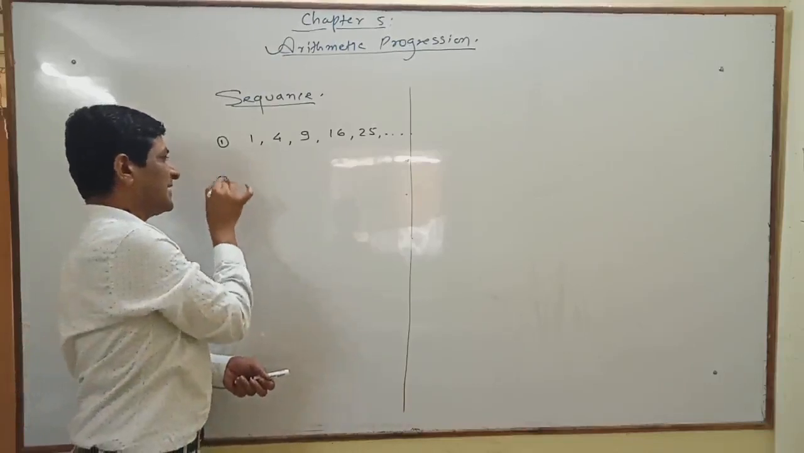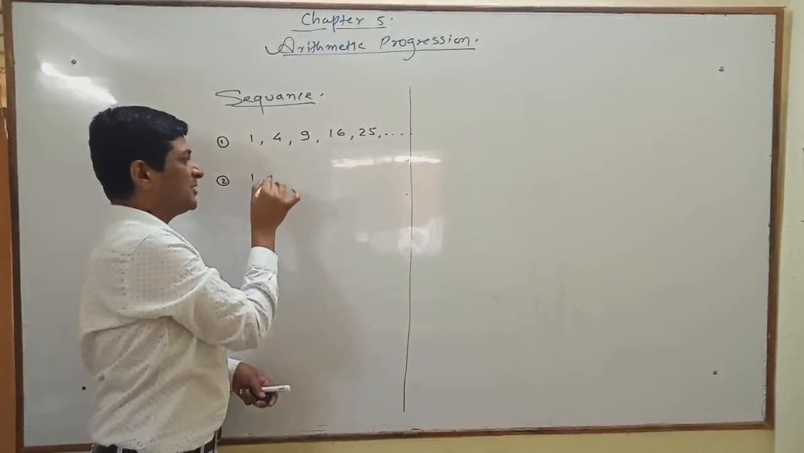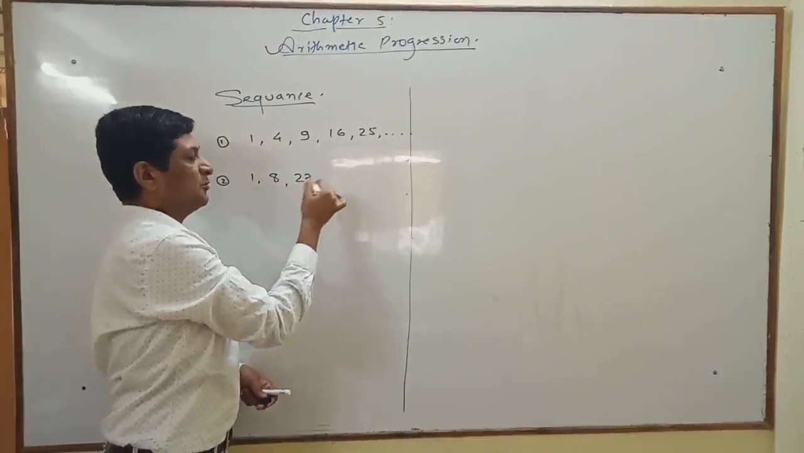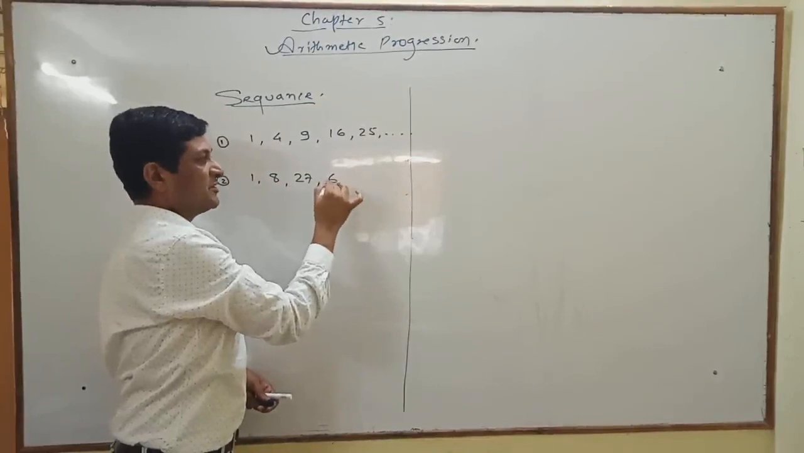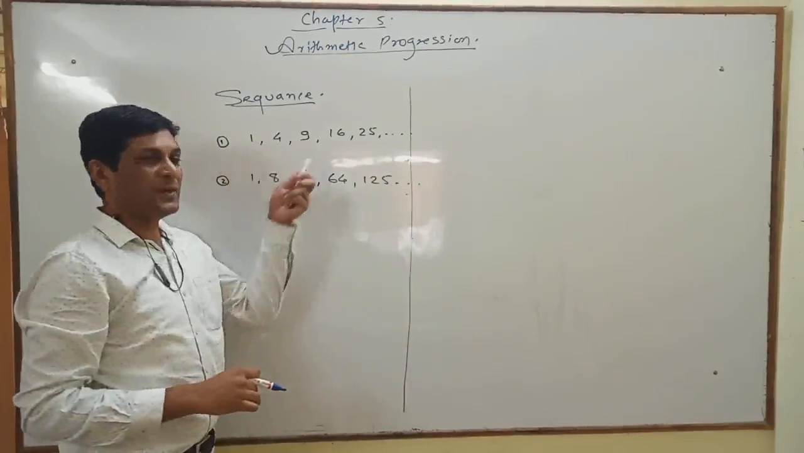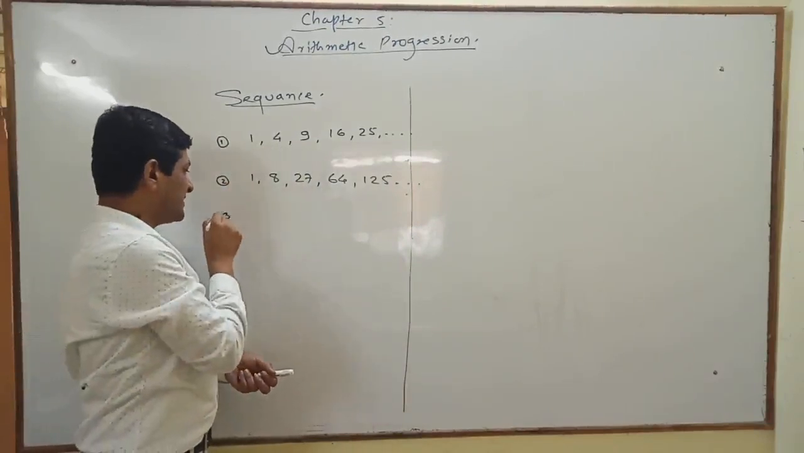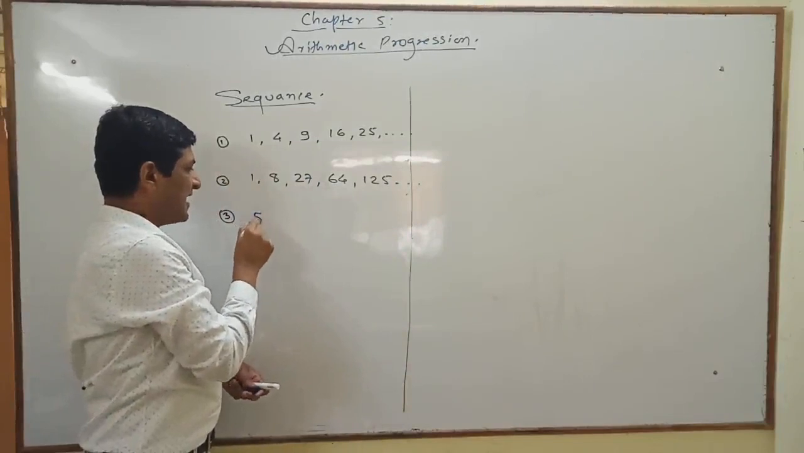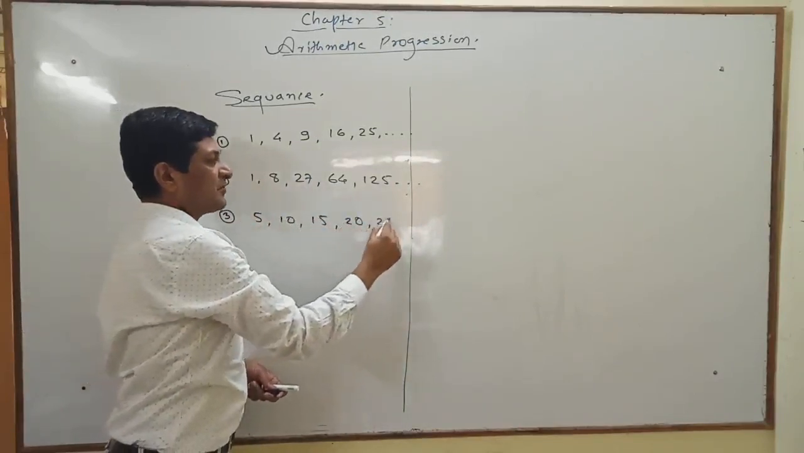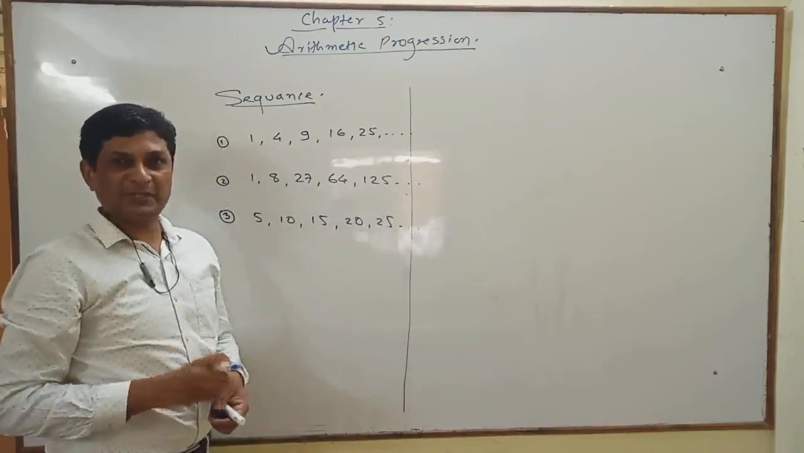Let us consider another example, say cubes of natural numbers. So cube of 1 is 1, cube of 2 is 8, cube of 3 is 27, cube of 4 is 64, cube of 5 is 125 and so on. So in this case we have arranged the numbers in some definite order. Let us consider another example, say 5, 10, 15, 20, 25. All these are nothing but examples of sequences.